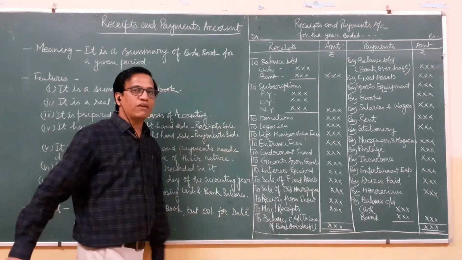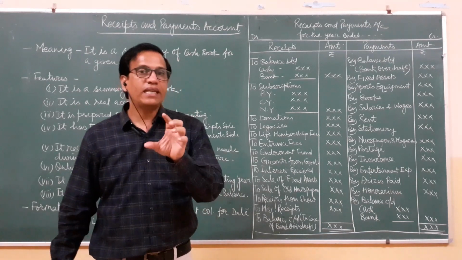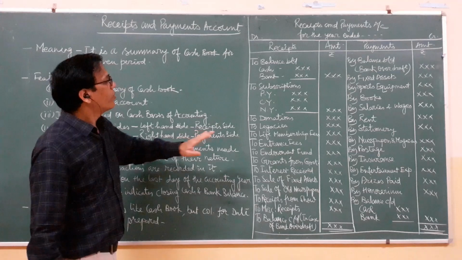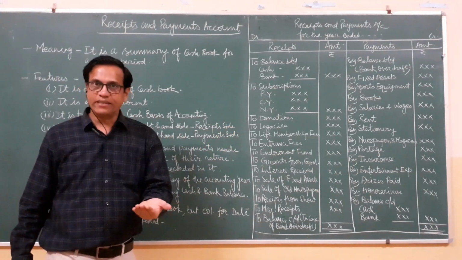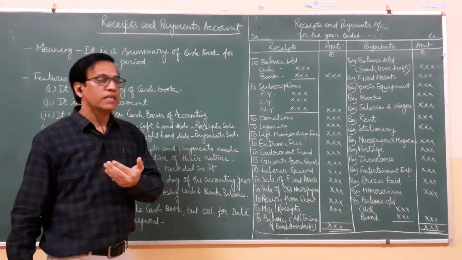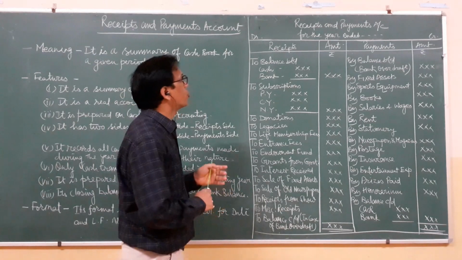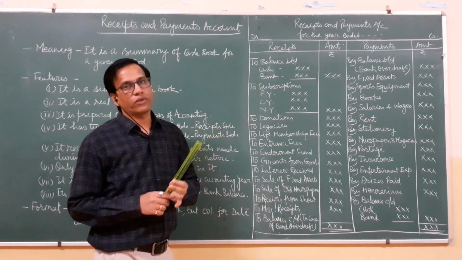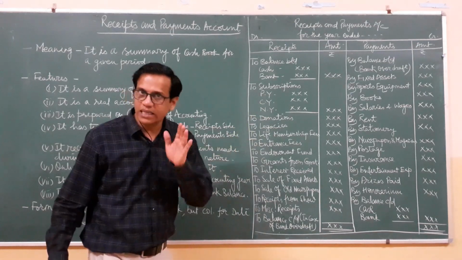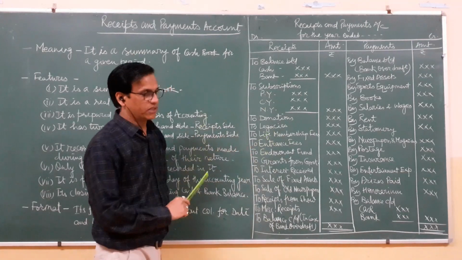Then legacies, if this not-for-profit organization receives any amount on the basis of a legacy. Legacy is what? If a person who has died has written in his or her will that his cash amount or some of the properties should go to the particular not-for-profit organization, then that is called a legacy. So legacies, if received in cash, we will record here on the receipt side of the receipts and payments account. It is our capital receipt.